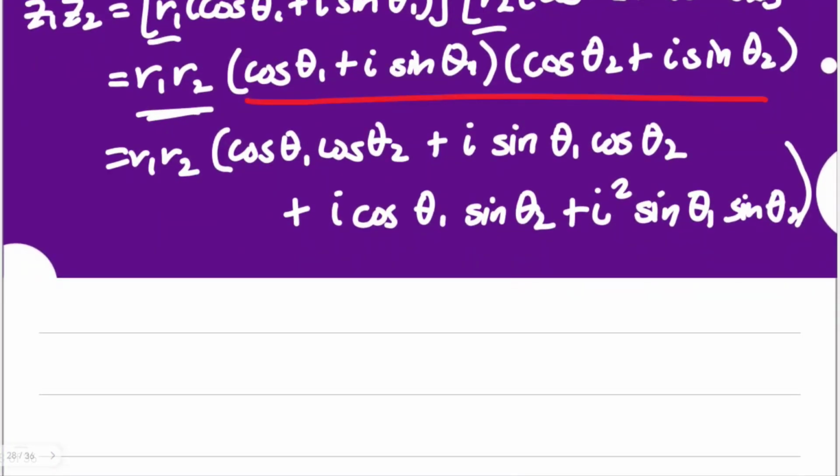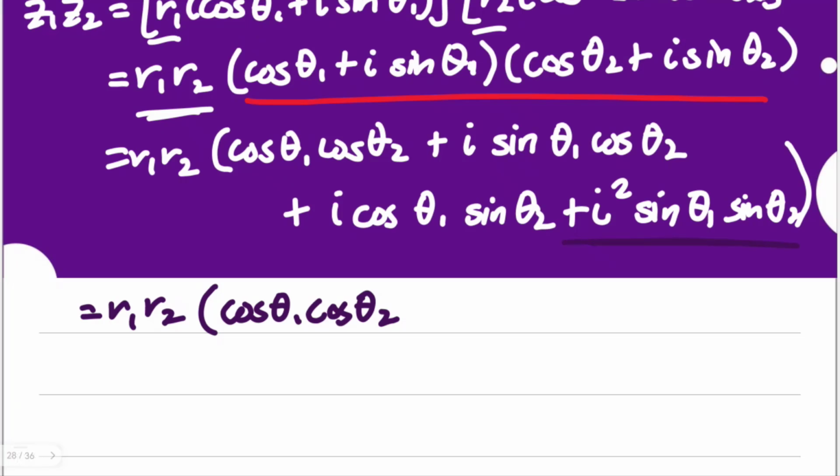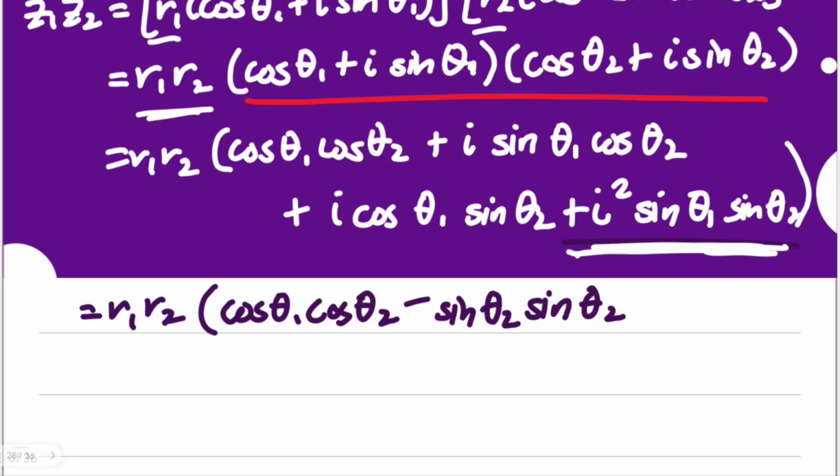Now moving down, you will have here r sub 1, r sub 2, and then cosine theta sub 1, cosine theta sub 2. Let me rearrange and combine them, placing this together with this. This will be our second term. But take note that the square of i is negative 1. Again, the square of i is negative 1. Hence, you will have here the form minus sine theta sub 1, then sine theta sub 2. I'm rearranging them. This would be my second term. And take note again that the square of i is negative 1. That's why we have that.